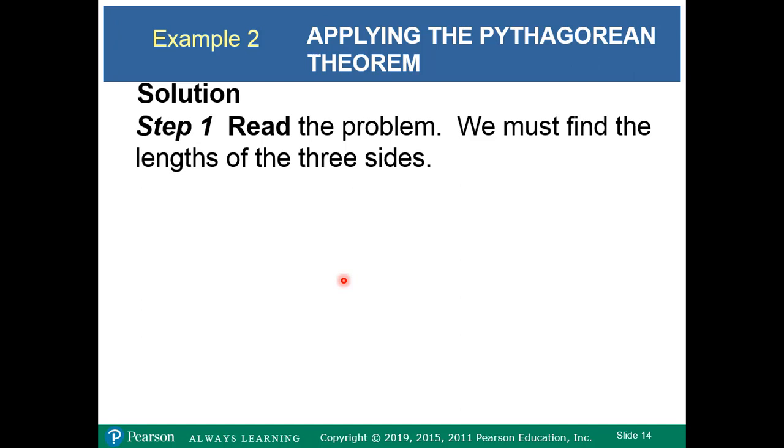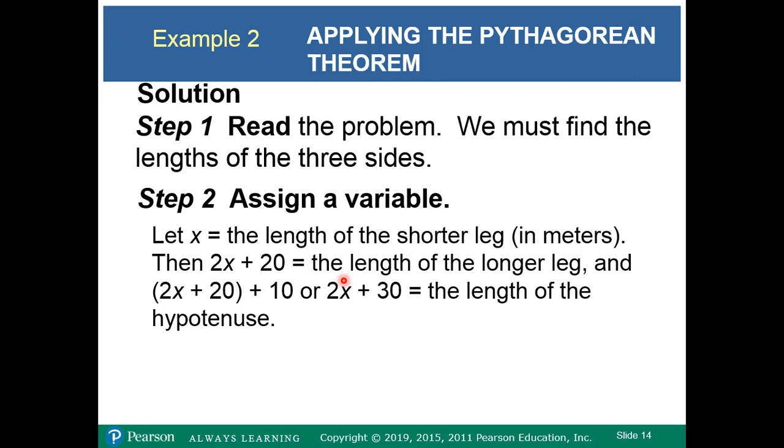So again, what are we finding? We're finding the lengths of the three sides of the right triangle, or in this case, the three sides of the triangular lot. So we're going to assign a variable. What's the unknown? Well, let x be the shorter leg. Okay, so x is the shorter leg. The longer leg is 20 units more than twice the shorter leg. If the shorter leg is x, then we're going to have 2x, and then we're going to add 20. And that's going to give us the length of the longer leg.